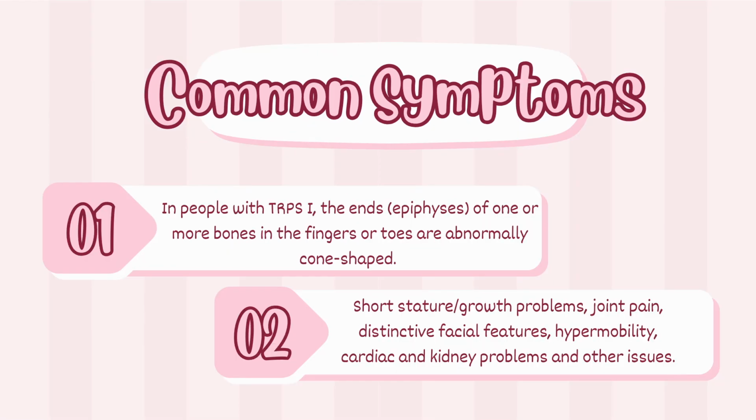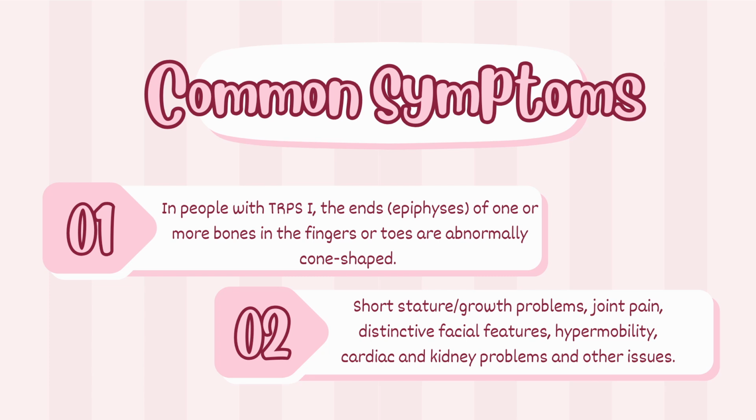Common symptoms of TRPS1 include the ends of our finger and toe bones being cone-shaped. This happens in 100% of people with TRPS. Other issues include short stature or growth problems, joint pain, that it occurs very early on, like childhood or early 20s. Very, very early on, not at your normal 60, 70 years of age, especially pain in our hips and pains in our knees. That's very common.